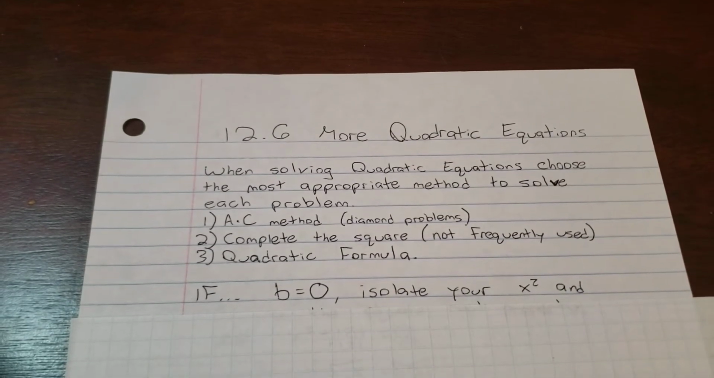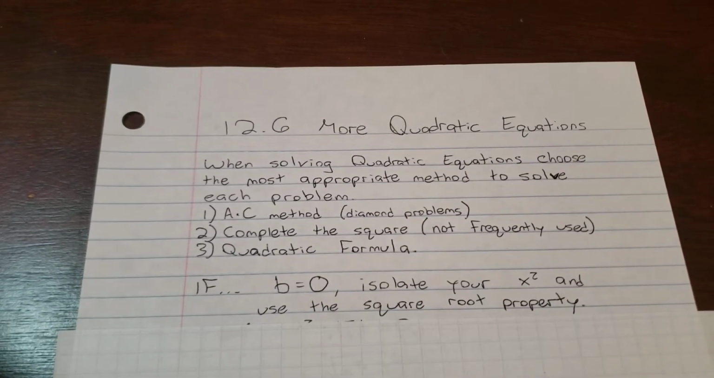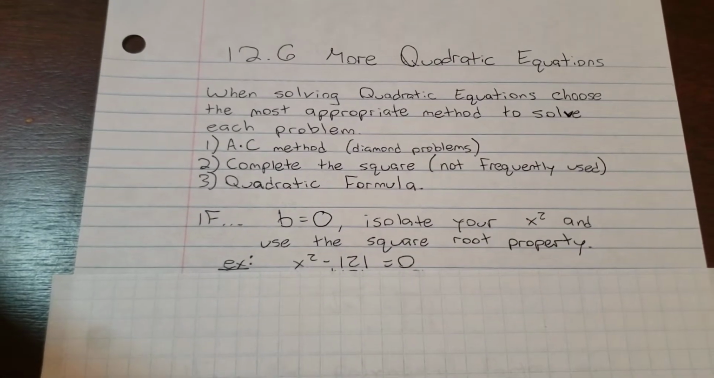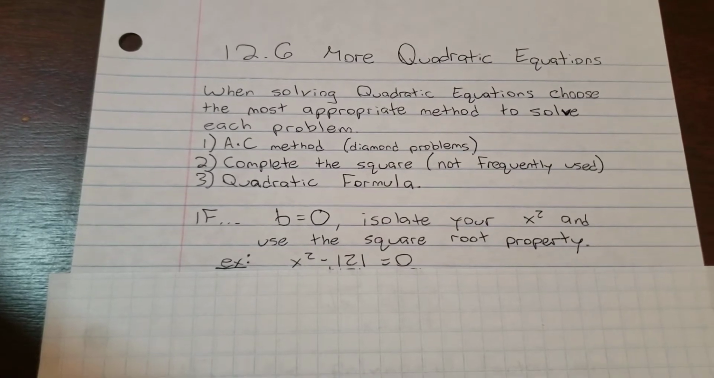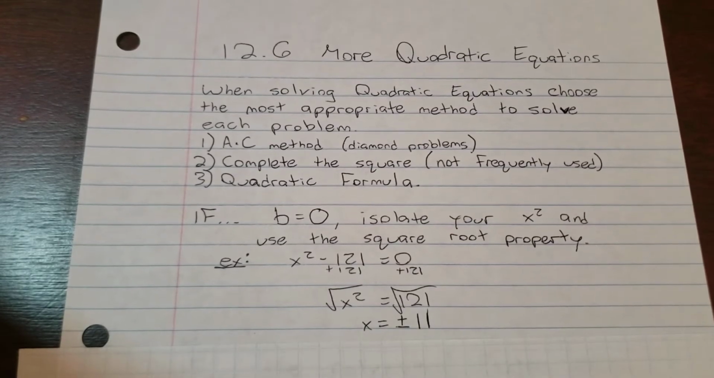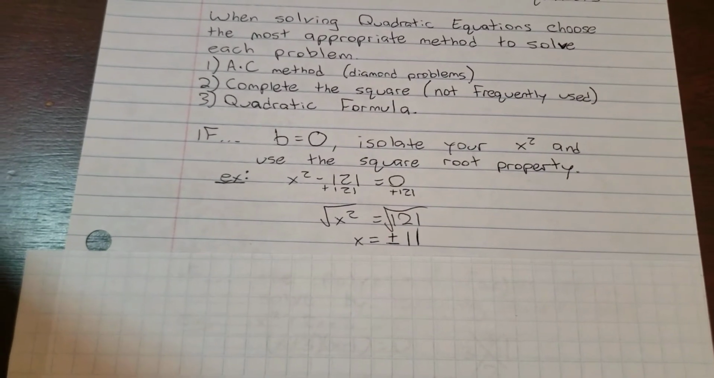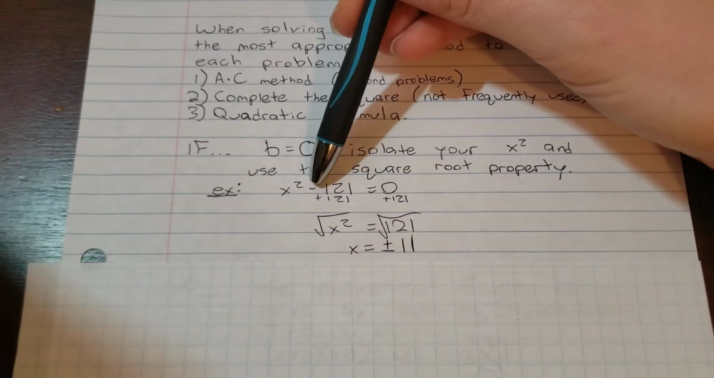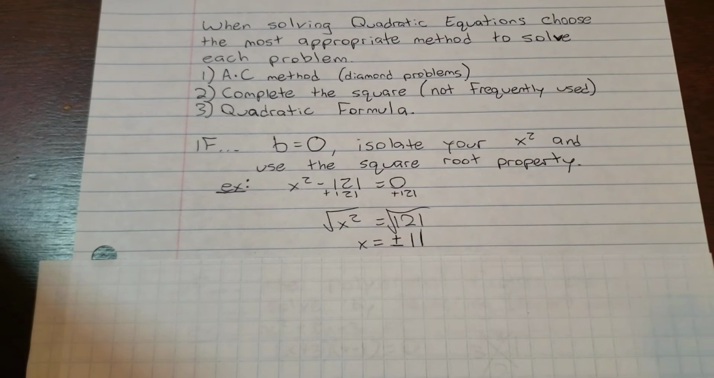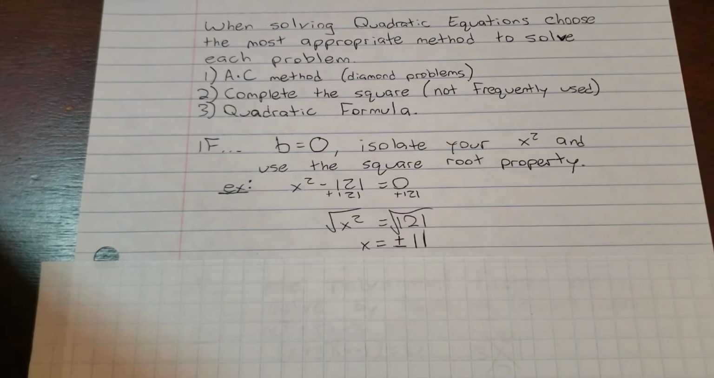Here's a tip. If our b equals 0, isolate the x squared and use the square root property. So for example, if we have x squared minus 121 equals 0, well, just isolate it, take the square root, and there are your factors right there. Again, that's if we don't have any b term, no x term. So it's x squared minus a constant, minus a number. That's when it's best to do the square root.